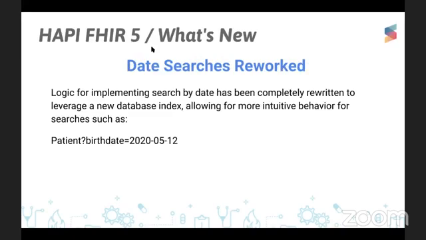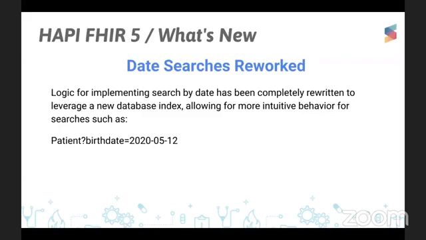One other change that is in a way a bit of a breaking change, although I don't expect it to be user visible to anyone, is we have completely reworked the way that we do date searching in the JPA server. Previously, I'm trying to think of a good way of explaining this in a non-complex way, but we used to assume a bunch of precision in dates, even if that precision wasn't there. And that led to some weird false negatives.